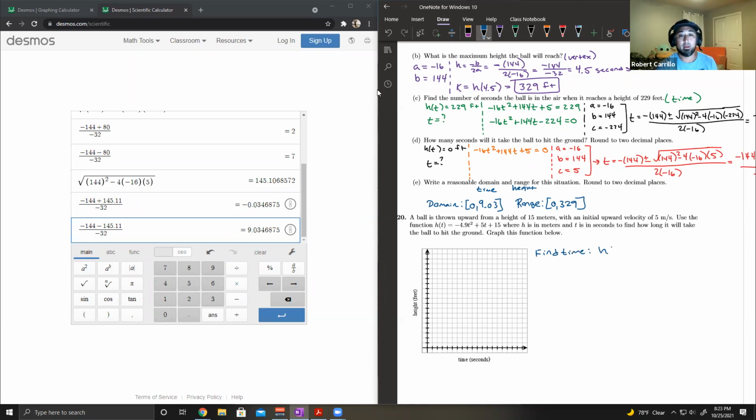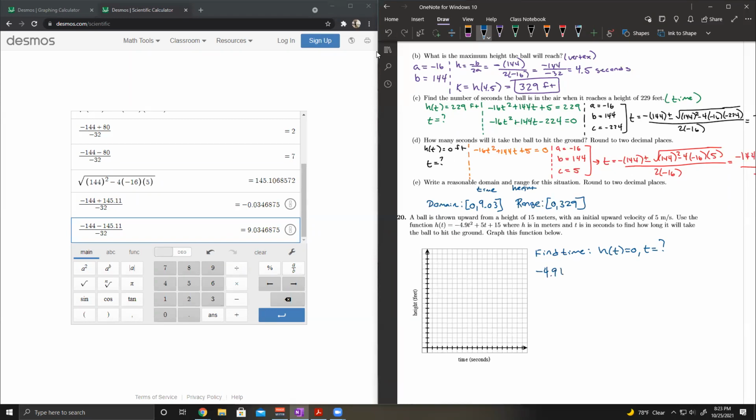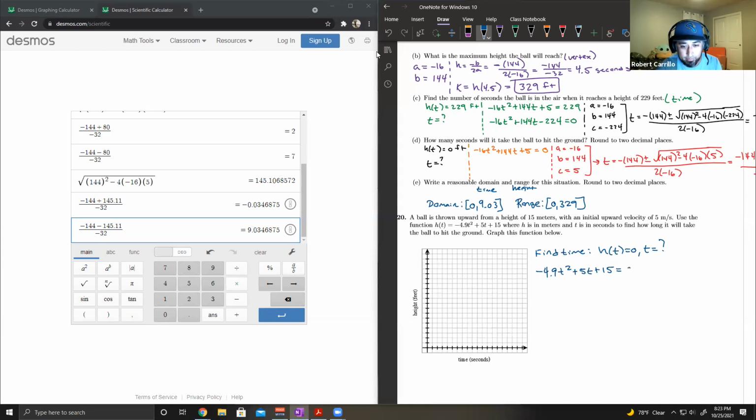So we need to find time. They said height is 0. What is time? Just like we did on D above, we're going to take all of this, set it equal to 0, and use what? Quadratic formula. Our best friend today. We take all of that, set it equal to 0. We know A is negative 4.9, we know B is 5, and we know C is 15.